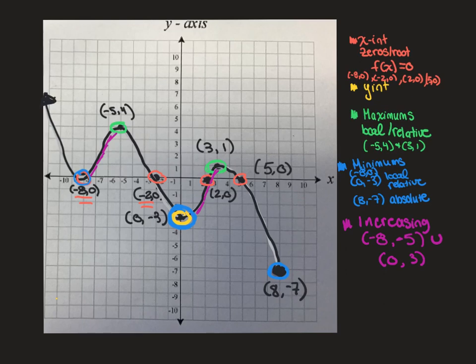The other thing we can do is we can decrease where we go down. So that's a decreasing. That's a decreasing. And my last piece over here is decreasing. Again, we're using only the x values. So I decrease. That first piece is going forever and ever. So I'm going to go from -infinity on my x-axis to -8, union or and, -5 to 0, union or and 3 to 8.